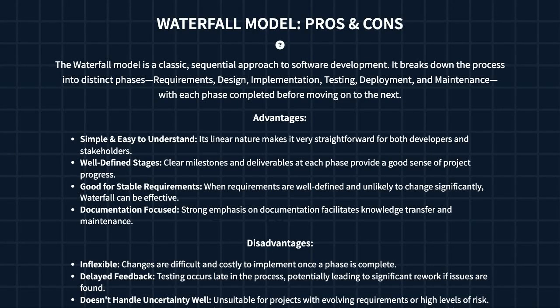Okay, let's talk about the waterfall model. It's a really traditional way to build software. Think of it like a cascading waterfall. It has some great advantages. It's super simple to understand and follow, with clearly defined stages at each point, making it easy to track progress. It works best when your requirements are pretty solid and aren't likely to change much.